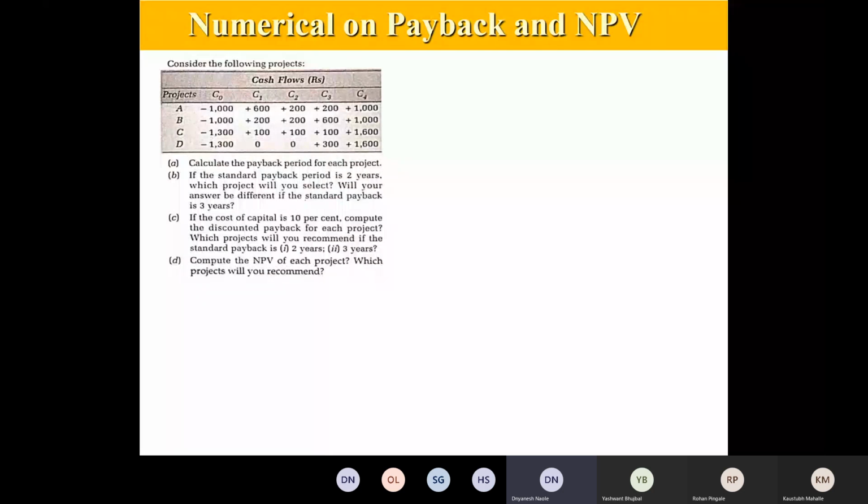Yeah. So we will try to see this numerical. Cost of capital is the topic which is remaining from this unit that we'll try to introduce. And by the next lecture, mostly unit number 2 will be over.